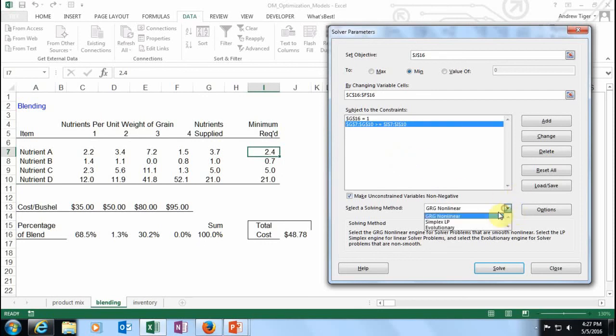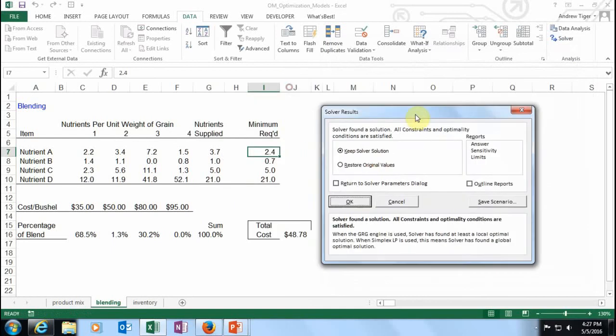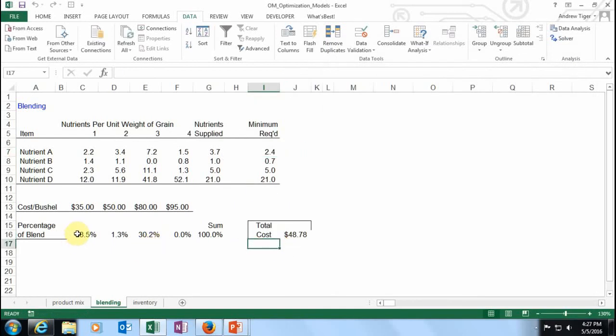Turn this into a linear solution. Solve it. It finds a solution. And there is your breakdown. It wants to use a lot of this, a lot of this, and a little bit of this. And that is the cheapest per bushel or per quantity. And you can see we've met the daily requirements. They may have been exceeded on a couple of these. These are not. These are well over. These are the ones that are causing us problems.